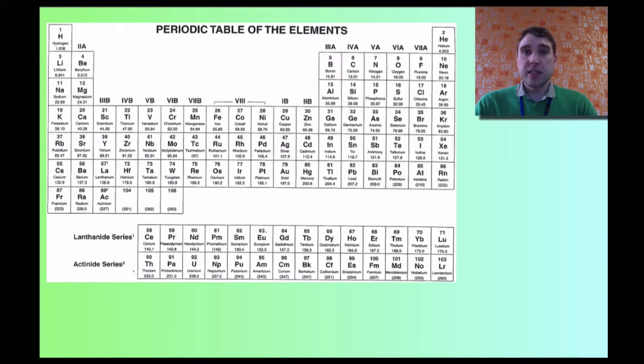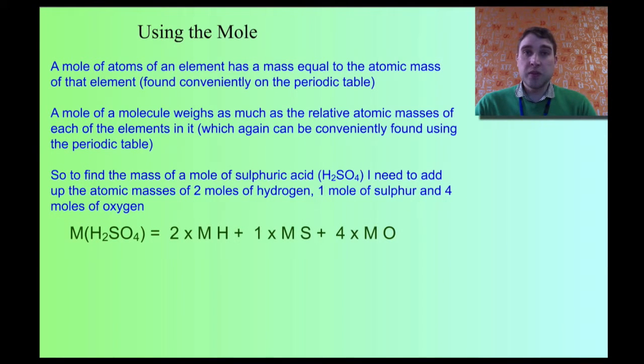So where have you seen those numbers before? On a periodic table, 12.01 is the relative atomic mass of carbon, and 200.6 is the relative atomic mass of mercury. So the relative atomic masses on the periodic table tell you the mass of 1 mole of each of those substances. So why is the mole useful? We can use the relative atomic masses to figure out how much 1 mole of a substance would weigh, given the chemical formula of the substance.